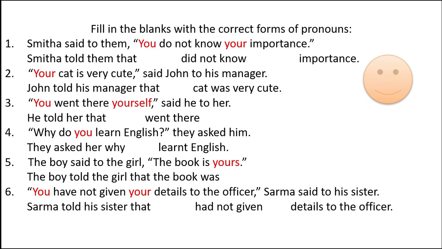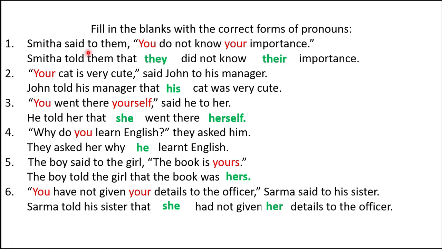Want to try an exercise again? Here it is. Again, take a piece of paper, write down the number and the answers and pause the video. I'll give you the answers later. Okay, here are the answers. Smita said to them, "You do not know your importance." Smita told them that they did not know their importance. Now again, you, second person, the listener, the object here comes in its place. It becomes they and then their importance.